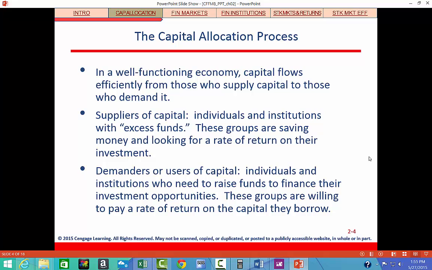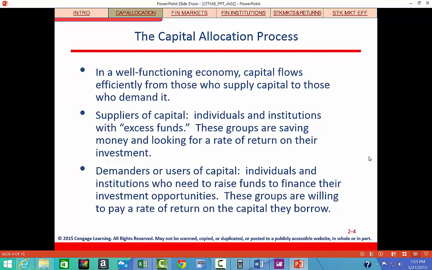So the capital allocation process, what needs to occur is that you have people with excess money, and those are like individuals like us or corporations, and they're looking for some type of an investment and hoping for a specific rate of return. And then you have people that need money. Well, really, they're companies that need money, but it could be an individual. And so they need money to finance some kind of investment opportunity.